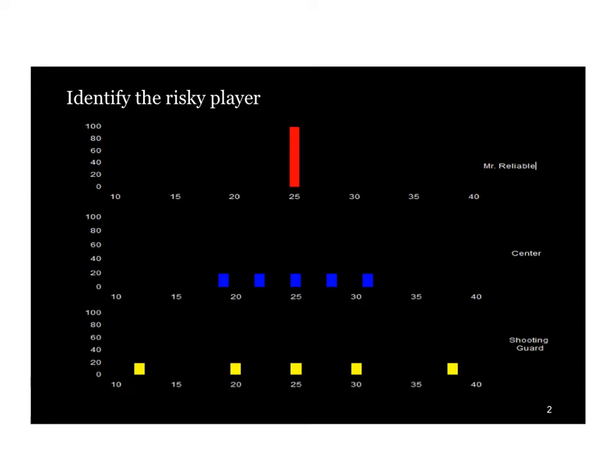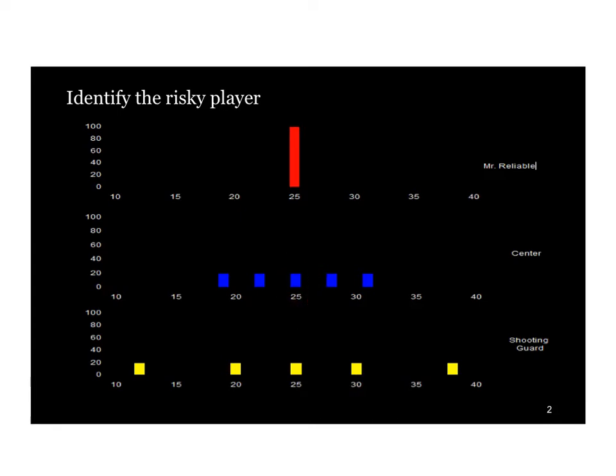Now, Mr. Reliable, being Mr. Reliable, scores 25 points every game. So the red bar, as you can see, is at 25, and the height of the bar is 100. The center, on the other hand, scores 25 points on 20 of the games, but then sometimes he scores more than 25 and sometimes he scores less than 25. But as you can see, for illustration purposes, this is a uniform distribution. So the expected value of this distribution is 25, which would be your forecast for the center.